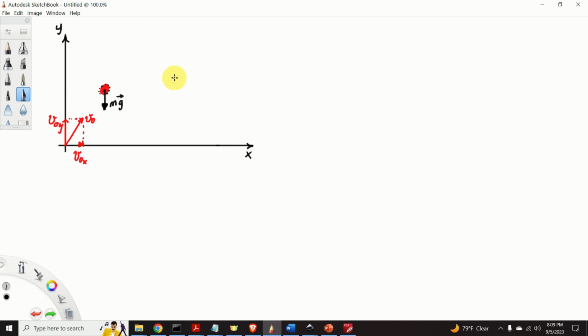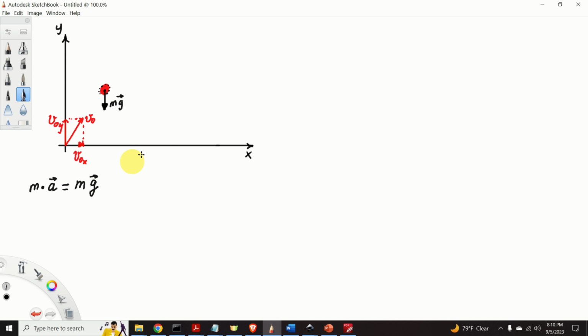From Newton's second law, we obtain the following equation. Mass times the acceleration of the projectile is equal to the sum of all the forces acting on the projectile. In our case, we only have mg. Note that this is a vector equation, and consequently I don't have a plus or minus sign. I will obtain a plus or a minus sign once I project this equation onto the x and y axis.